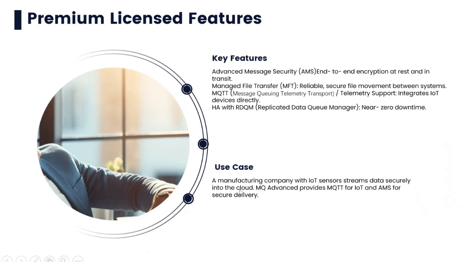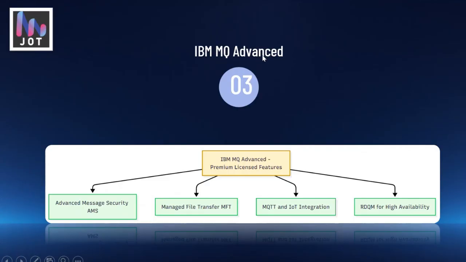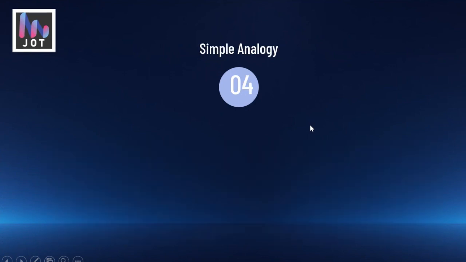So what is a use case? A manufacturing company with IoT sensors streams data securely into the cloud directly. So MQ Advanced provides telemetry support for IoT and advanced messaging security with end-to-end encryption and secured messages for secure delivery. So this is a premium license. These all are premium licensed features provided by IBM MQ Advanced, right?